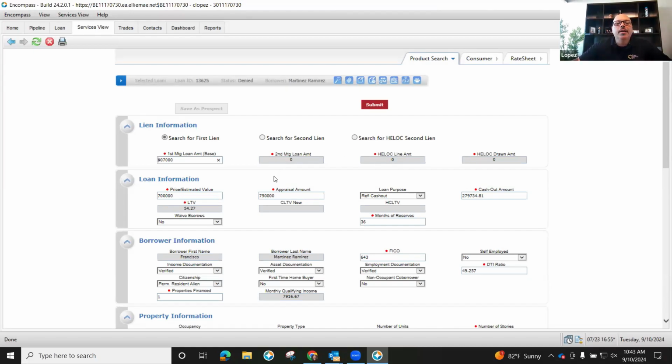So if you see here, the loan amount's already there. It's got my estimated value. It's got this cash out, but that looks wrong to me. But apparently, maybe it is. So this is the cash out. It shows what the value is. You see where it says appraised value is different than estimated value? Obviously, that's a mistake. So I'm going to change it, because that must mean the appraisal came in at 750, so I'm going to move it to 750.